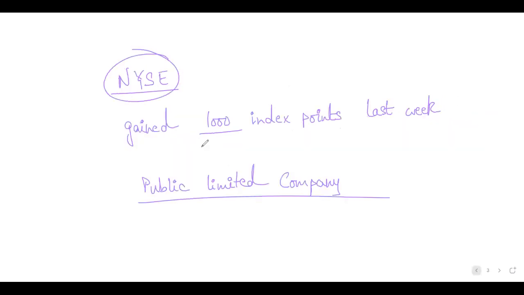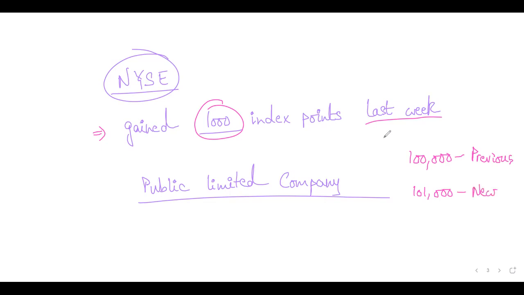We don't know what the starting value was. Let's say the starting value of the New York Stock Exchange was 100,000, because that's the statement: gained 1,000 index points last week. So if it started from 100,000 points initially, now it would be how much? Previous and new. Do you agree with me? If the previous index number was 100,000, now with a 1,000 index point gain, it will be 101,000. Easy? What's confusing?